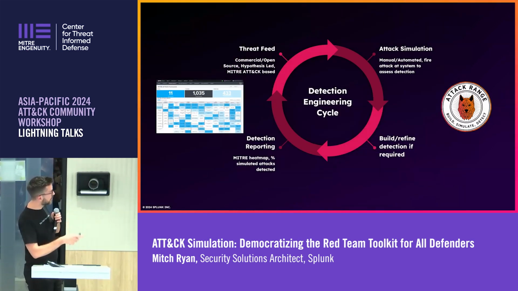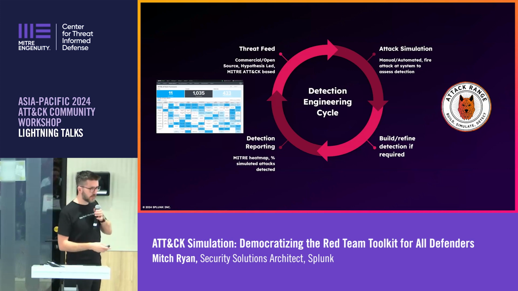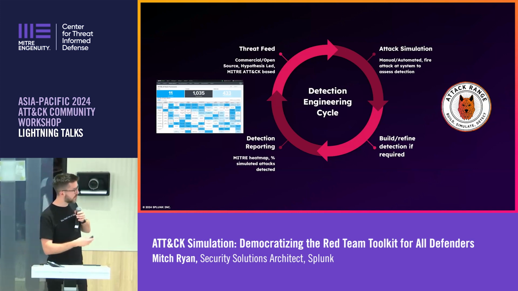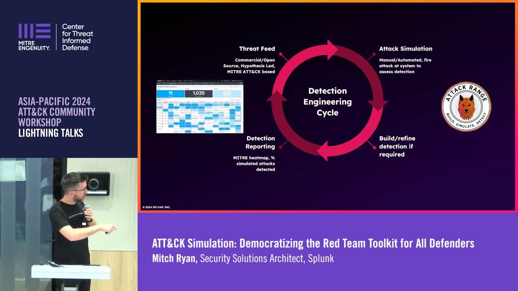This is another conceptual view of what it would look like. If we start there on the left-hand side, the top left, we've got a threat feed. So we have some information about the types of things that are targeting us from whatever source that might come from. We then take that and give it to our attack simulation automation platform, which in this case would be Attack Range. We perform the test. We go down there on the bottom right-hand side, where we have to build or refine the detection.